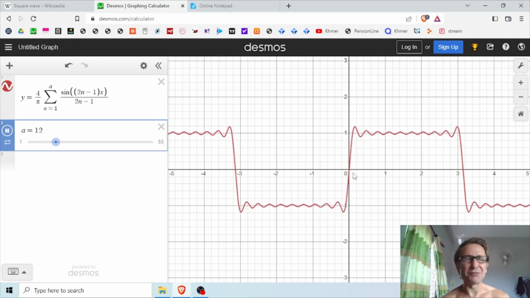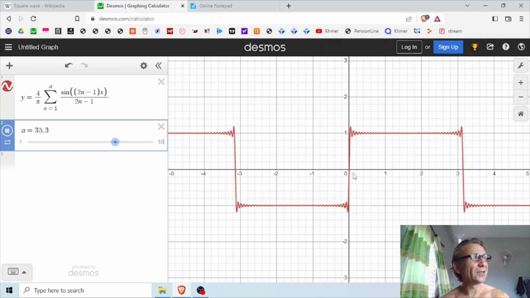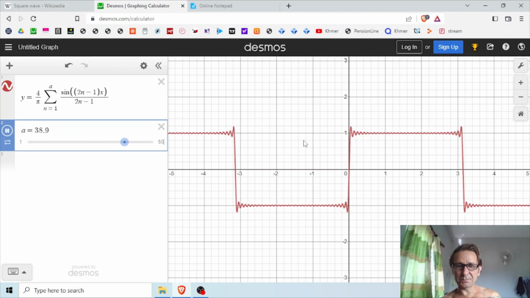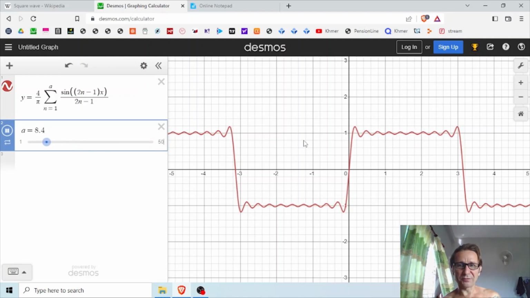Now there's something I remember my teacher telling me during my apprenticeship, something called the Heaviside function, which will eliminate those overshoots, but it's something we're stuck with for now. So, that gives you an idea how to program a square wave function in Desmos.